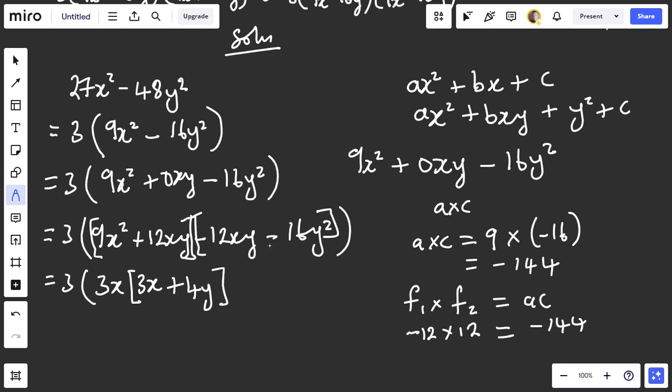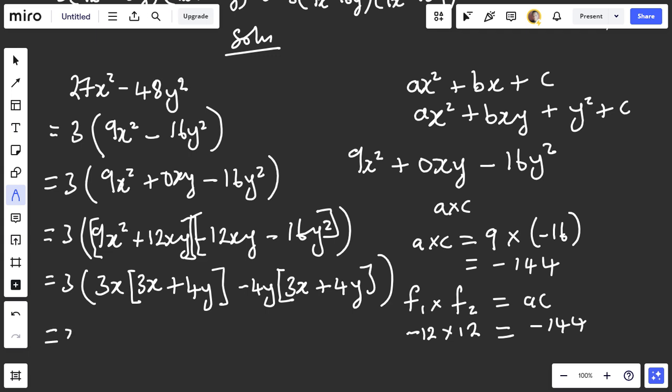Then for this minus 12xy minus 16y squared, what is common between the two? 4y. You can factor out minus 4y. If you take out minus 4y, what will be left is, if minus 4y divides minus 12xy, you have positive 3x. And if minus 4y divides minus 16y squared, you have positive 4y. You close that, then you close your bigger bracket.